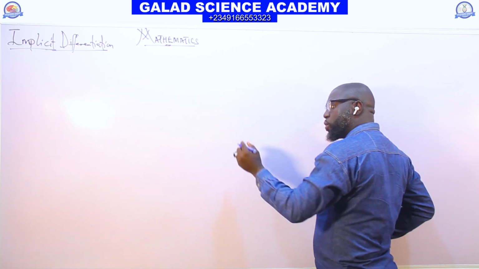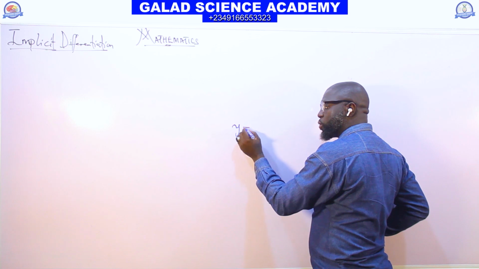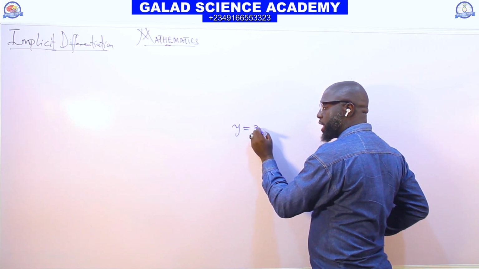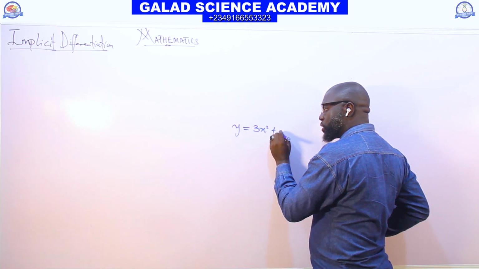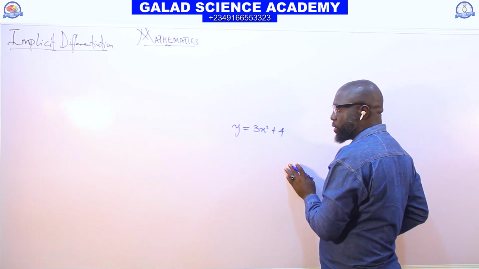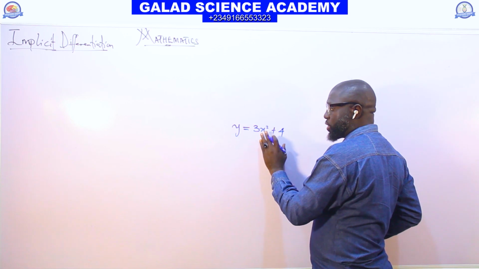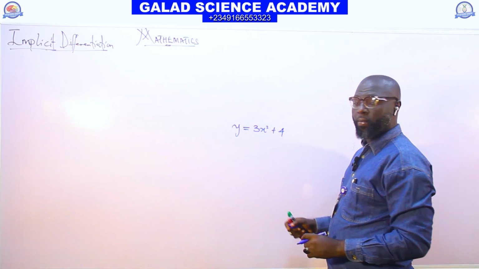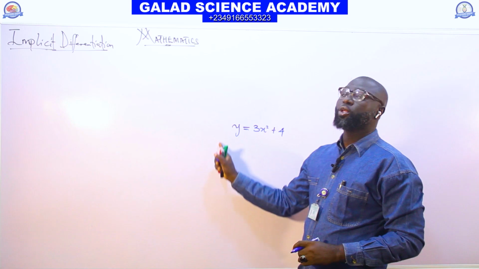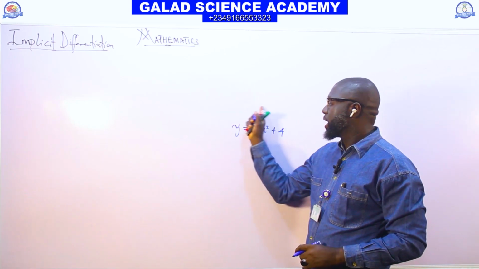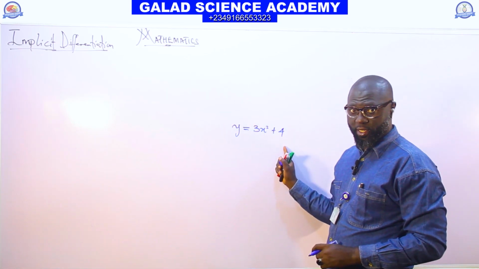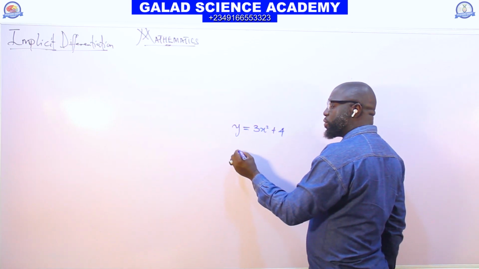The first is the one we are dealing with if you say y equals 3x squared plus 4. So this y is a function of x. This kind of equation, we call it explicit.